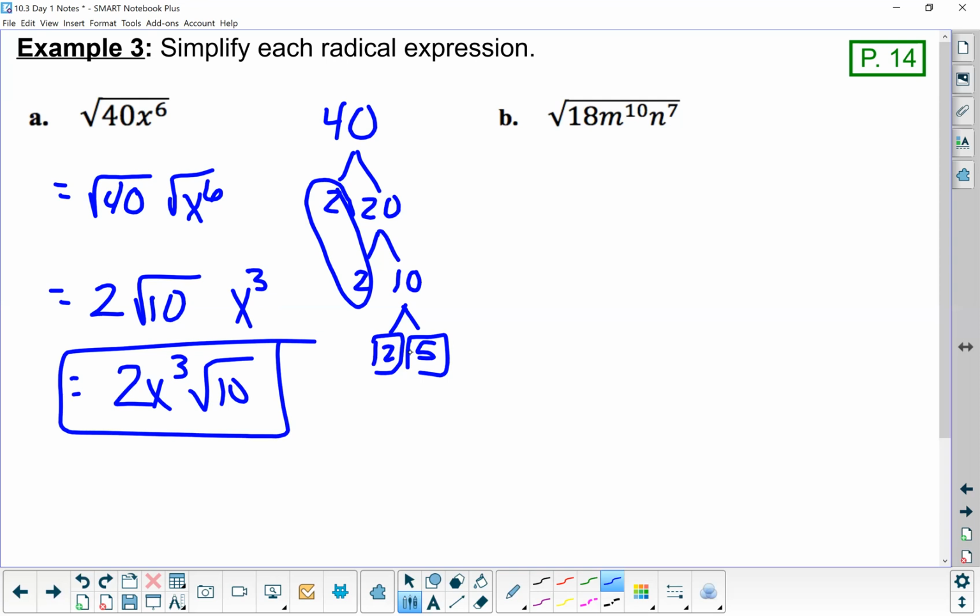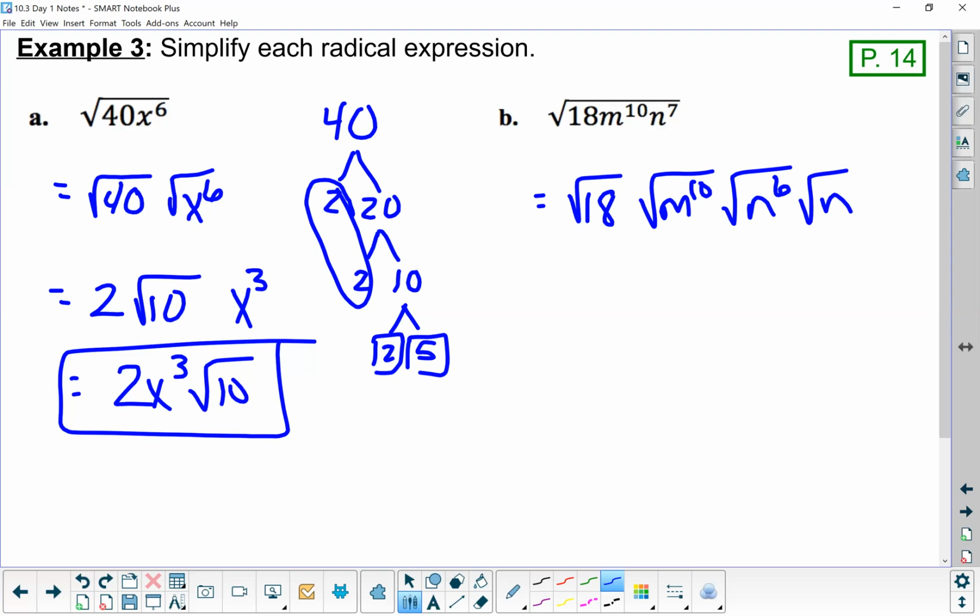Example B. We have the square root of 18, m to the 10th. 10 is even, so I'm just going to write that whole thing underneath one radical. n to the 7th. 7 is not even. The largest even number that's less than 7 is 6, and we're going to have an n left underneath the radical.